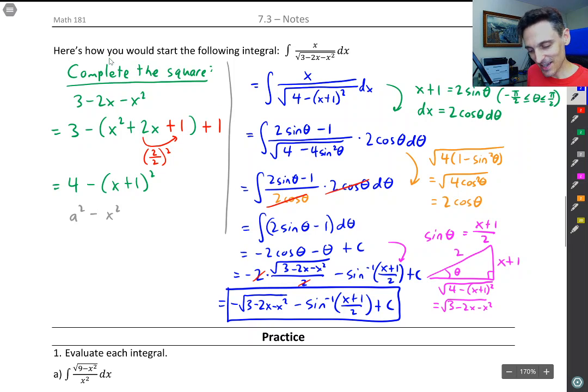And whoops, it just said here's how you would start the following integral. Well, we did it all the way. Guess that's what happens when you have too much fun with trig integrals. You just do them all the way. Not trig integrals, trig substitution. Trig integrals was 7.2.